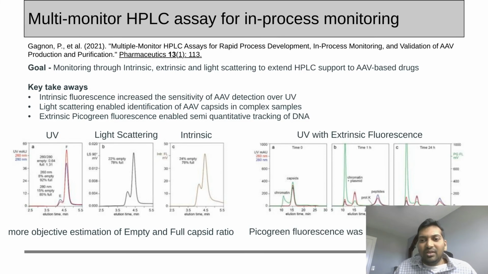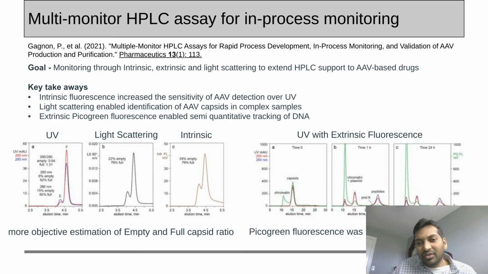Again, from this article I just took very few figures; there is more data in it. This is an example where they took the cellular lysate and applied proteinase K, trying to reduce all the histone and protein in the background. They coupled the UV with extrinsic fluorescence using PicoGreen. PicoGreen is an intercalating dye that interacts with DNA. When you have double-stranded DNA, this dye can sit in the double-stranded DNA.